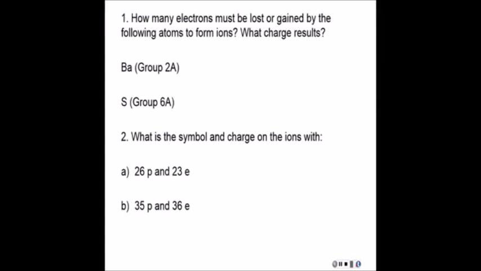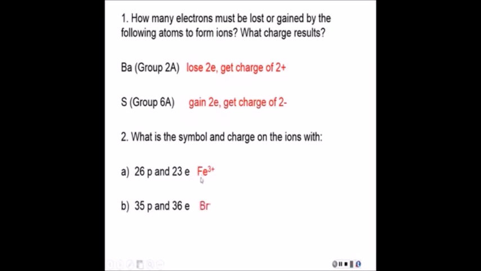Okay, and here are the results. Barium, group 2A, loses 2 electrons and gets a charge of +2, because now they have 2 more protons than electrons. Sulfur in group 6A gains 2 electrons, gets a charge of -2, because now they have 2 more electrons than protons. Question 2, the ion would be Fe, and we get that from looking up the 26 protons, that's the atomic number. And then the +3 is because the 26 protons would be +26, 23 electrons would be -23, and so we get +3 for a difference.